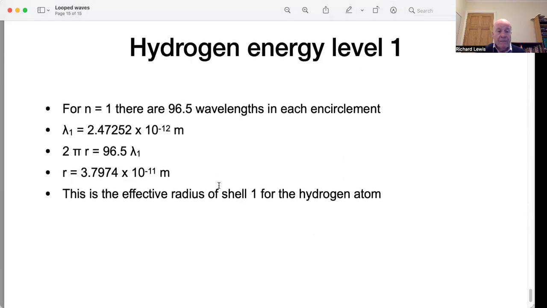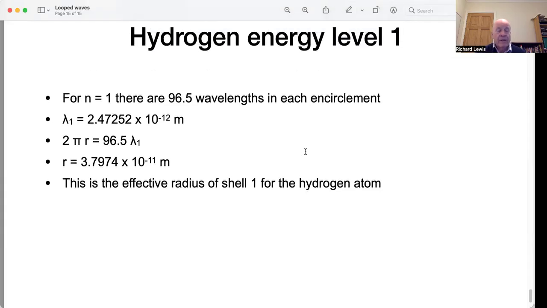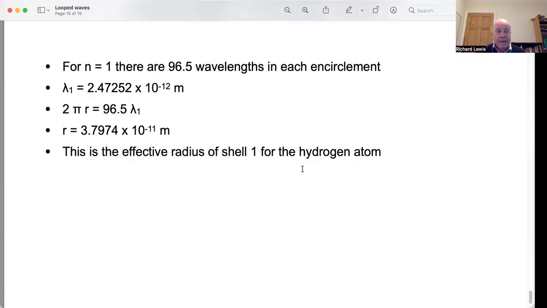So finally, we've got some definite results here, which show a radius of the first shell for the hydrogen atom. And this seems to match reasonably well with the atomic separation of the hydrogen molecule. So this is about half of the separation.